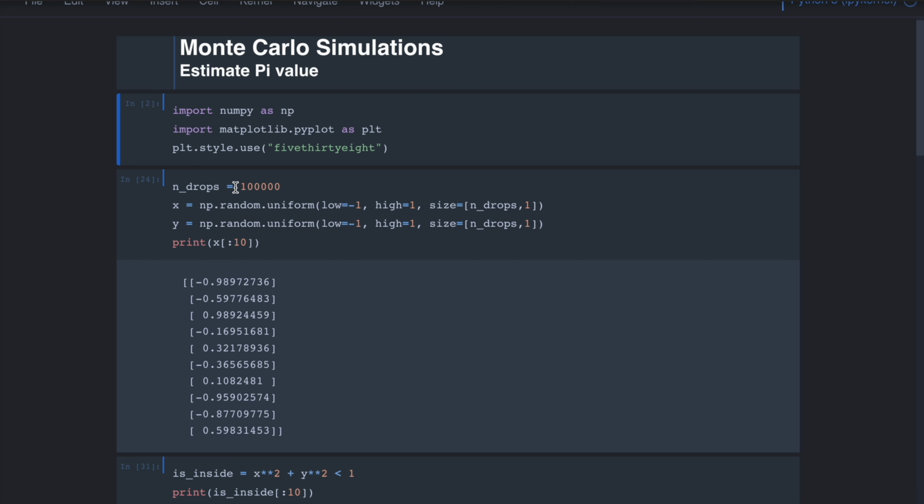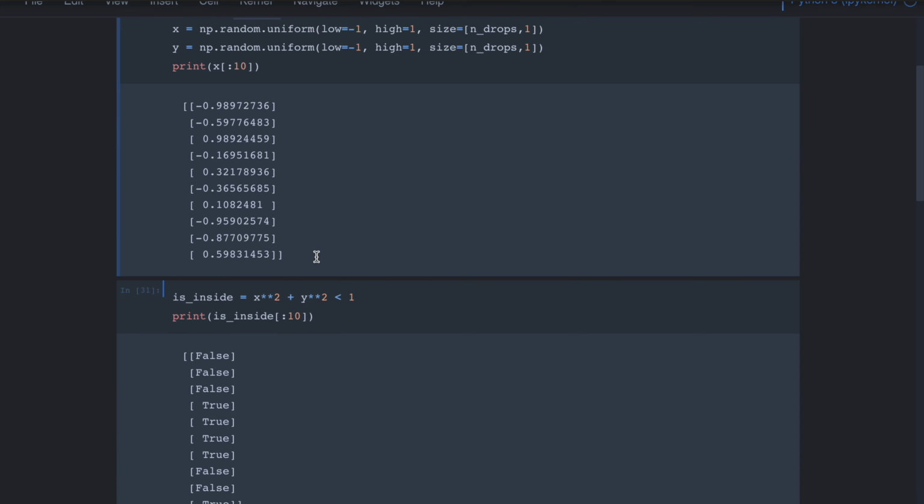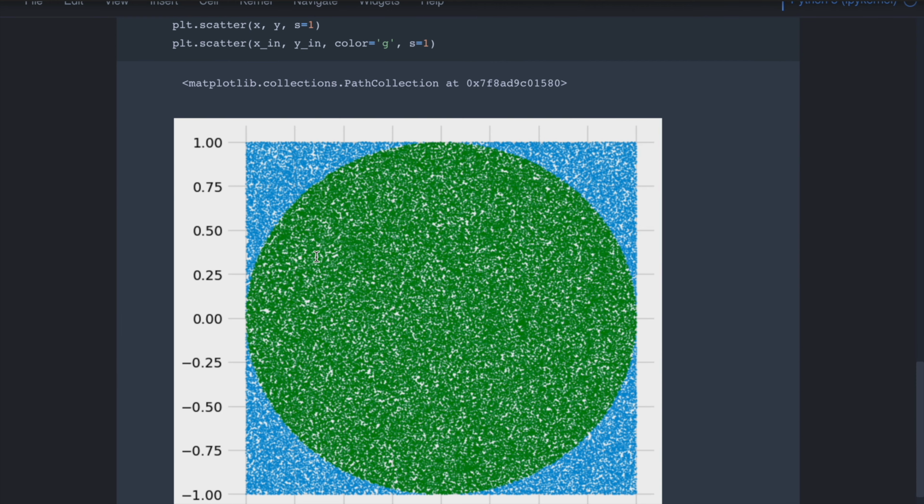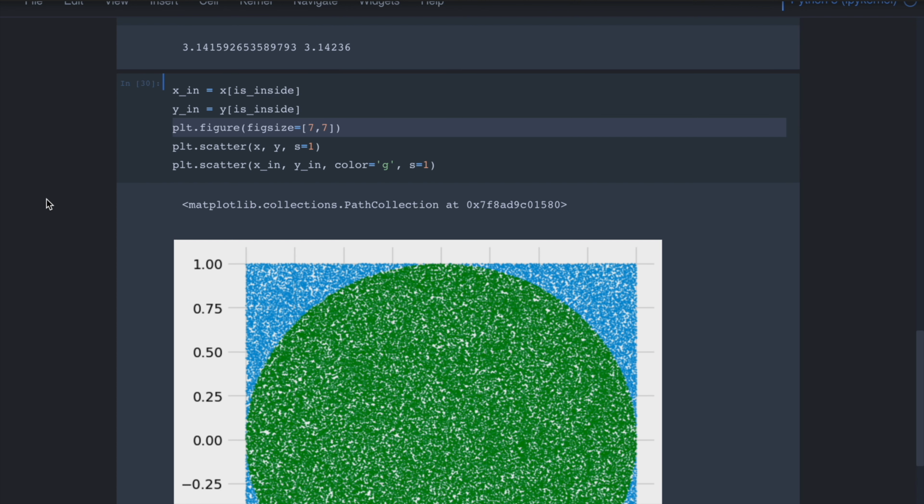All right. So let's say we are going to drop 100,000 raindrops. Okay, 100,000 raindrops are points. Now we want to generate 100,000 coordinates, x and y, right? So 2 numbers for each point. We have x and y coordinates, and they should lie between -1 to +1. So both the x and y should lie between -1 to +1.